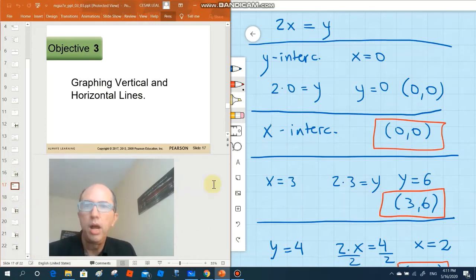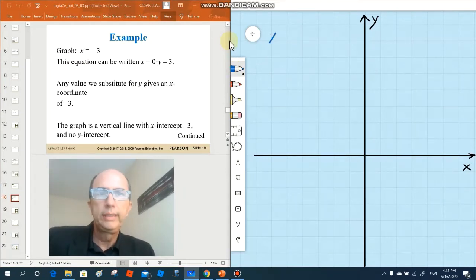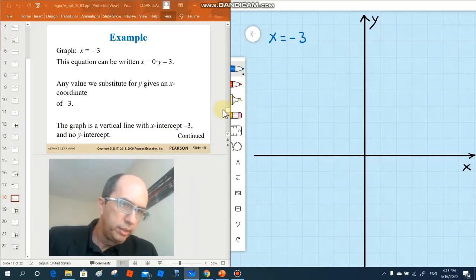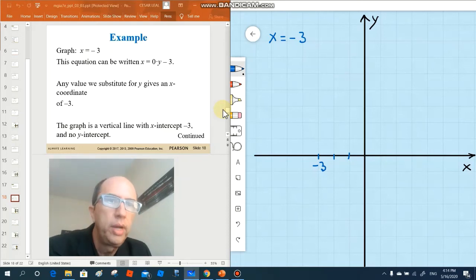Graphing vertical and horizontal lines. Now let's go straight to an example. Graph x equals -3. -3, if you go here to the x-axis, is going to be here: 1, 2, 3. This is -3. Any value we substitute for y gives an x coordinate of -3. So for any value of y, x is always going to be -3.